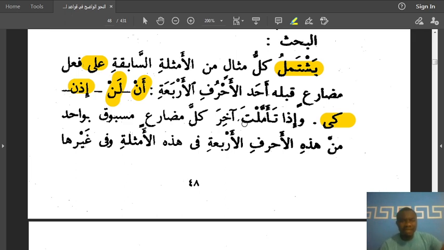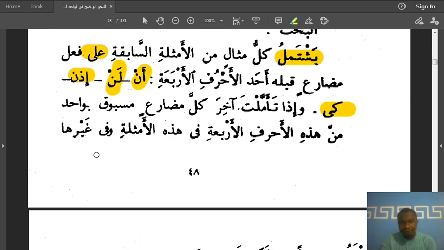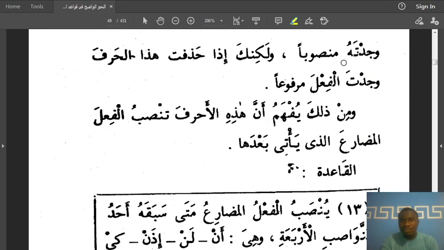وَإِذَا تَأَمَّلْتَ, and if you should ponder over or look at آخِرَ كُلِّ مُضَارِعٍ, if you look at the end of each present tense verb, مسبوق, that is preceded بواحد من هذه الأحرف الأربعة, preceded with one of these four letters, or four words we are just seeing, في هذه الأمثلة وفي غيرها, in these examples and others like it. Okay. وجدته منصوبا, you find it to be mansub, that is, you find it to be accusative.